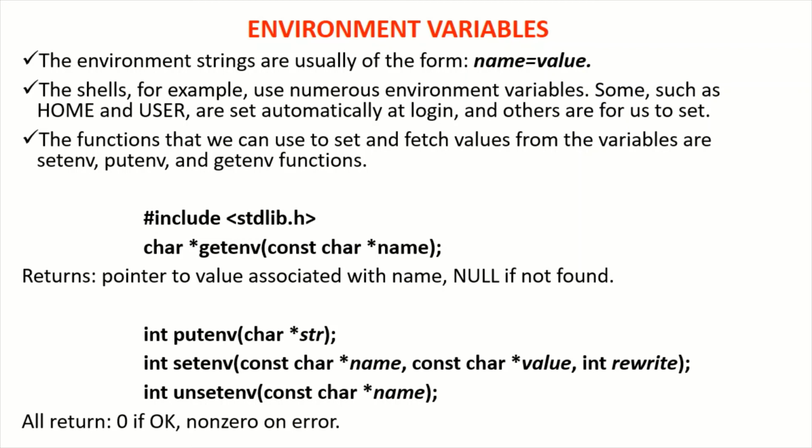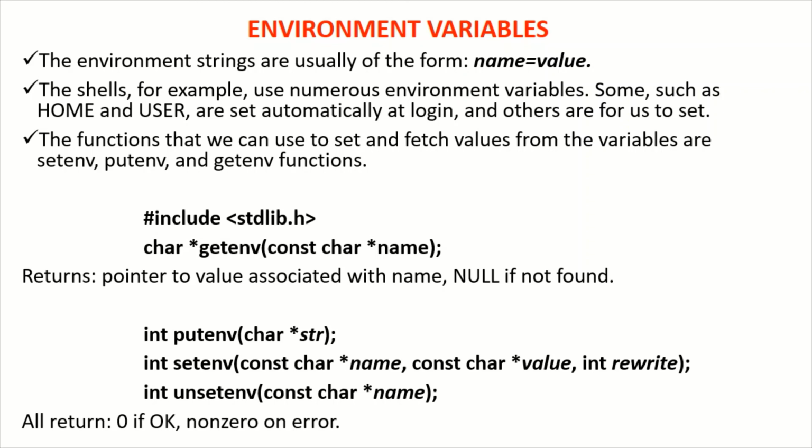In addition to fetching the value of an environment variable, sometimes we may want to set an environment variable or add a new variable to the environment. The prototypes are: include stdlib.h, int putenv of a char pointer string, int setenv of a constant char name, constant char value, and int rewrite, and also int unsetenv. All these functions return 0 if okay, and non-zero on error.